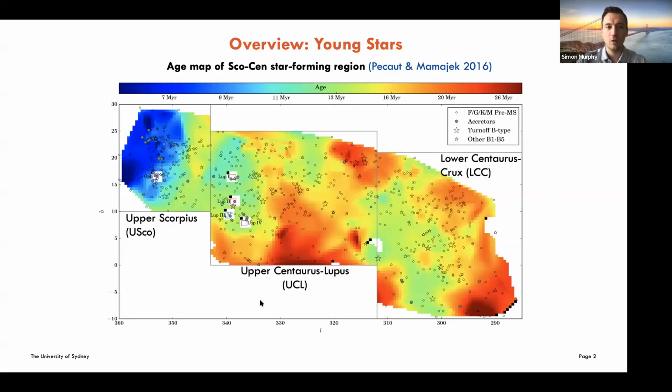Let's start with a bit of an overview of what I mean by young stars. Here's a map of the Scutum star forming region. And in this map, age is encoded with color. So the youngest stars are in blue. That stretches down to about 5 megayears. And the oldest stars here are only about 27 megayears in the dark red. So objectively, these are very young stars. This map was determined using about 200 stars, primarily through the lithium depletion boundary method. And you get this nice colorful age map.